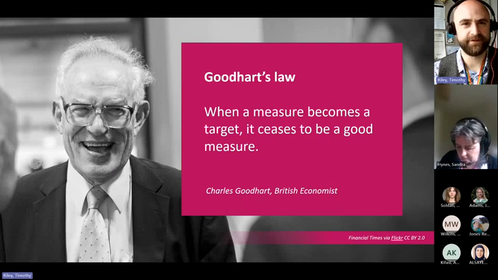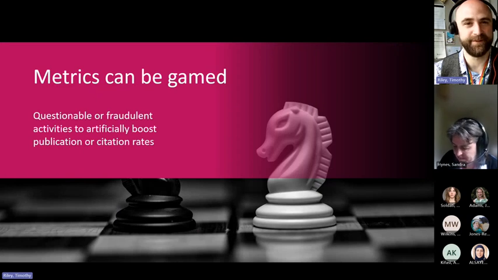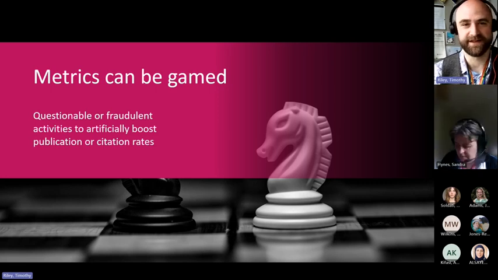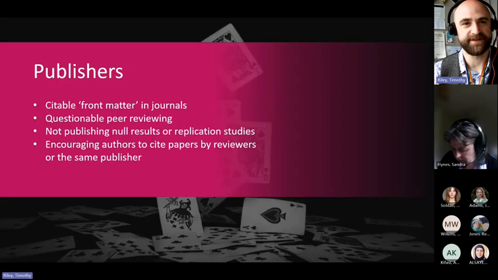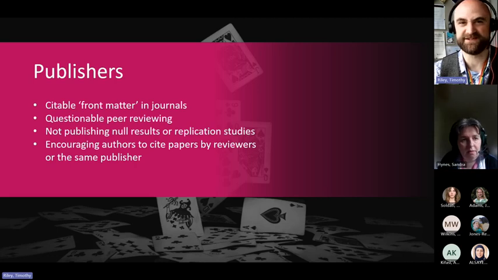Something else that you might have thought about, and that came up particularly with that headline that we had before about the researcher who was publishing all those papers every few hours, is what we call Goodhart's law, and that states that when a measure becomes a target, it ceases to be a good measure, and that is because metrics can be gamed, or people can manipulate them for their own purposes. So there can be all kinds of questionable things that might be just slightly dubious, right through to things which are outright fraudulent that people do to artificially boost the publication or citation rates. So that might be things that publishers do that are maybe a bit questionable. There are things like front matter in journals that can be cited that's not academic articles, but it can still help to increase the journal impact factor.